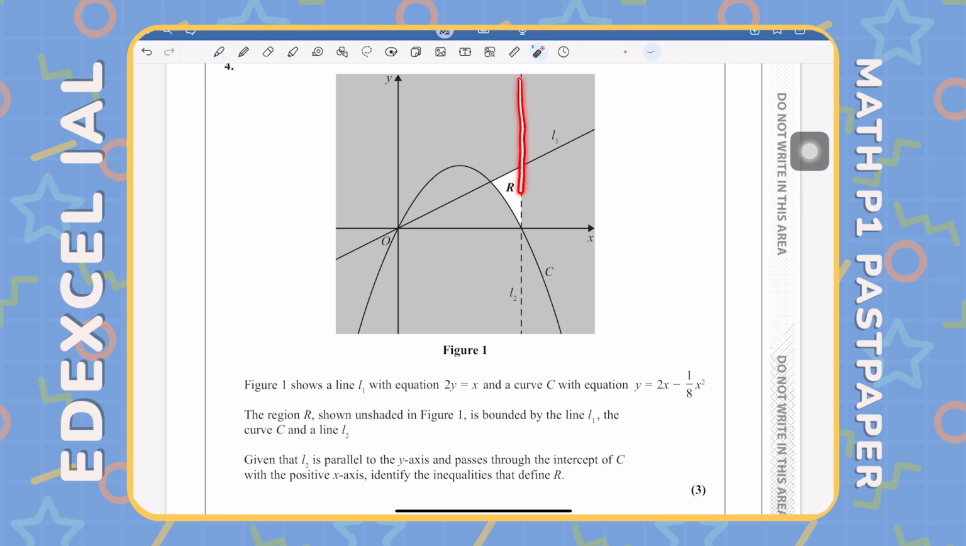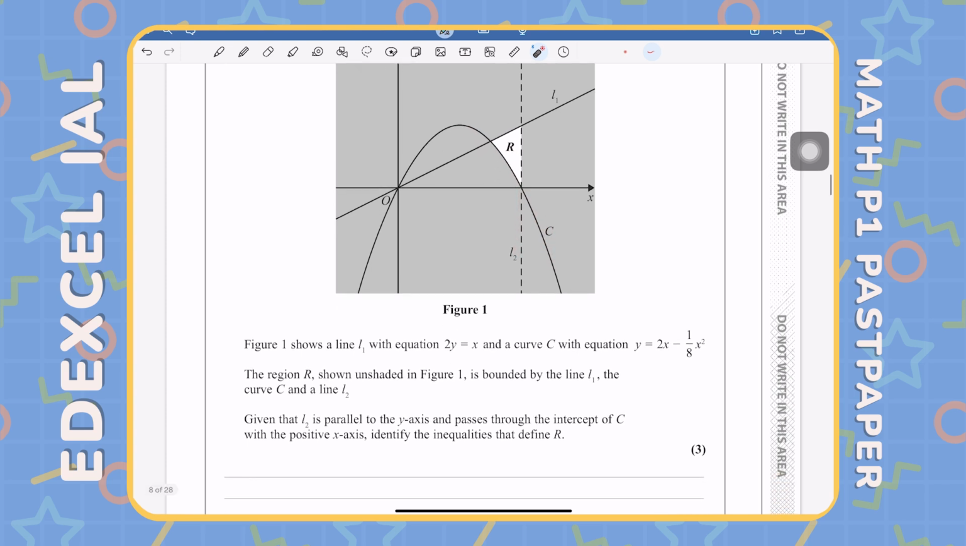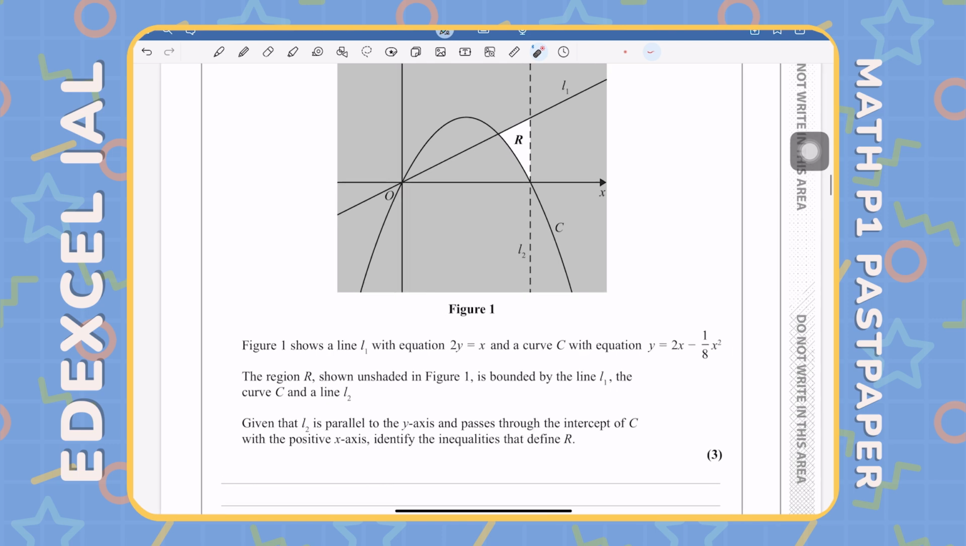Alright, so this is the line that the question is talking about. This you can see is parallel to the y-axis also. And passes through the x-intercept of C. So that means this curve and line have the same x-intercept, with the positive x-axis. Identify the inequalities that define R.